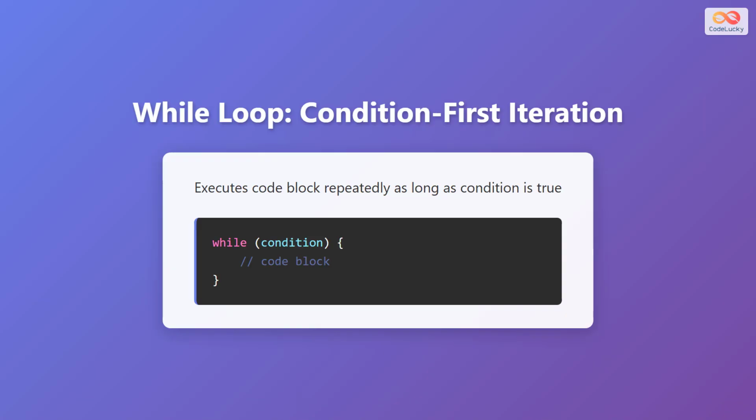The while loop is a condition-first iteration structure. It executes a code block repeatedly as long as a specified condition remains true. The syntax is straightforward. You write the keyword while, followed by a condition in parentheses, and then the code block in curly braces. The key characteristic of the while loop is that it checks the condition before executing the code block each time.